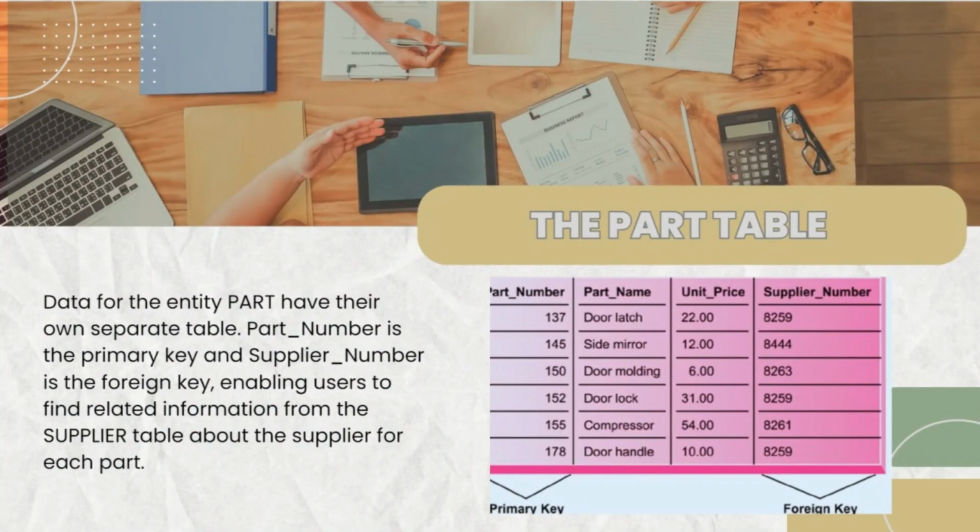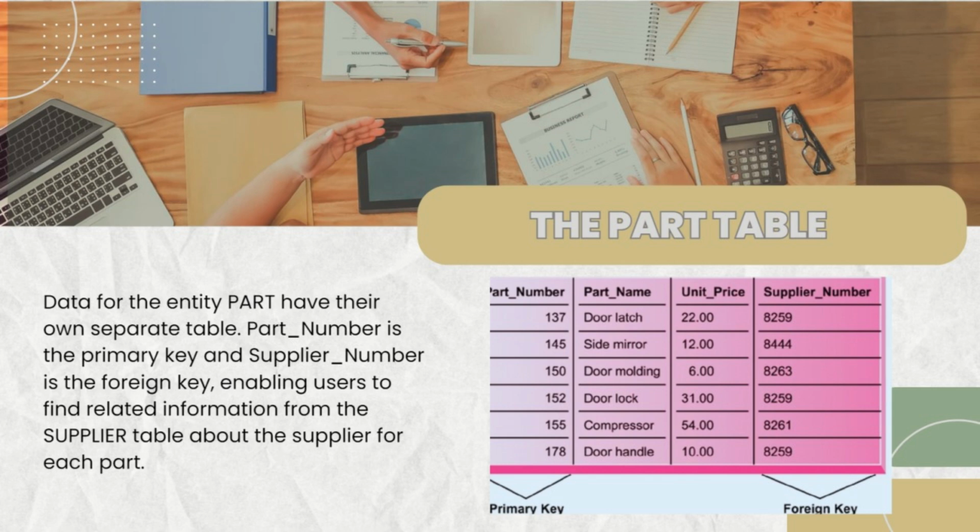Data for the entity part have their own separate table. Part number is the primary key and supplier number is the foreign key. This enables users to find related information from the supplier table about the supplier for each part. The table is named part, indicating that it stores information related to different parts or products. Columns or fields. Part number is the primary key. This column serves as the primary key for the part table. It uniquely identifies each part record within the table.